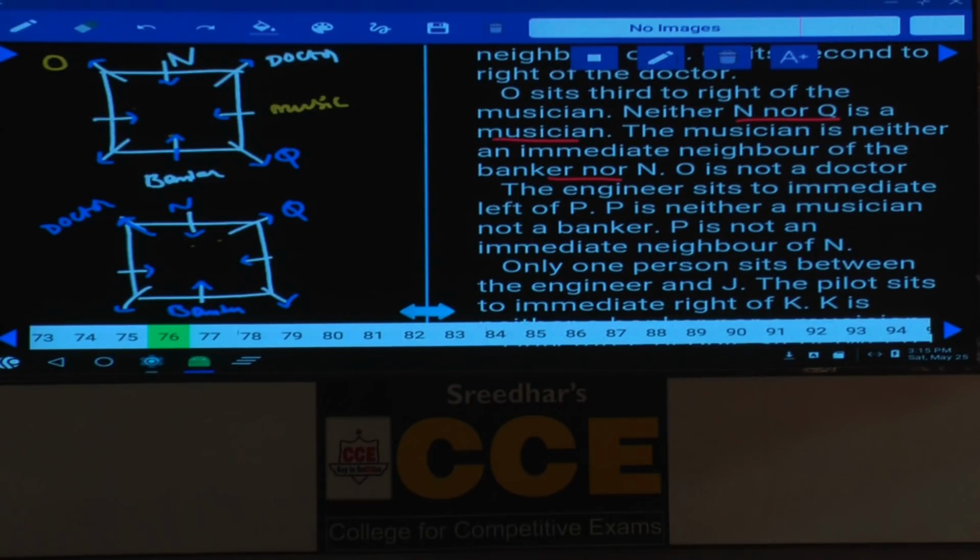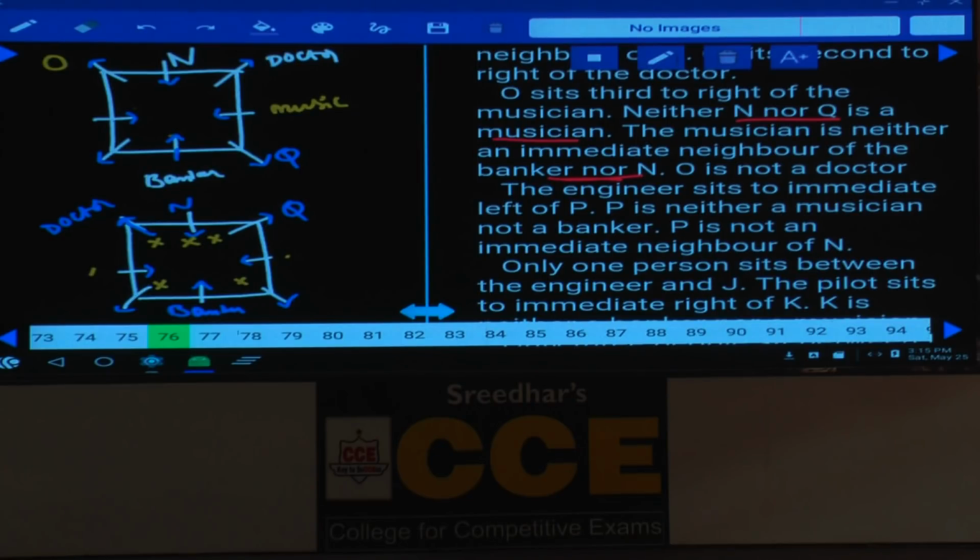Next, coming to the second case here. Now in the second case, neither N nor Q is a musician. N and Q cannot be musician. And the musician is neither an immediate neighbor of banker nor N. The musician cannot be in these 2 places. Now the musician cannot be here. And so how many possibilities do we have? Again we have 2 possibilities, either here or here.